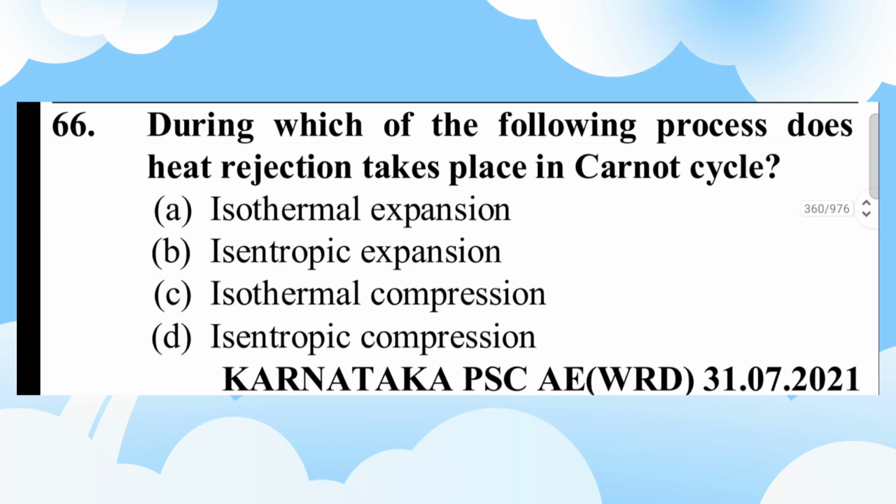Friends, question number 66. During which of the following process does heat rejection take place in Carnot cycle? A. Isothermal expansion, B. Isentropic expansion, C. Isothermal compression, D. Isentropic compression. C, isothermal compression.